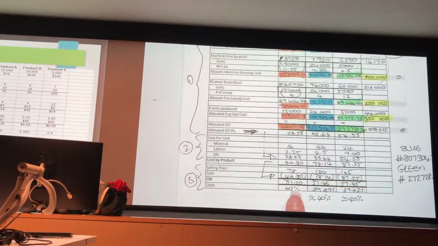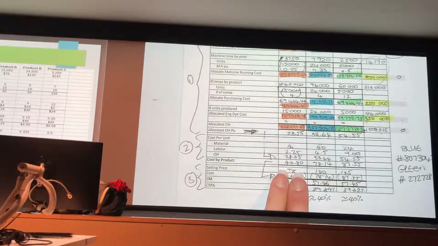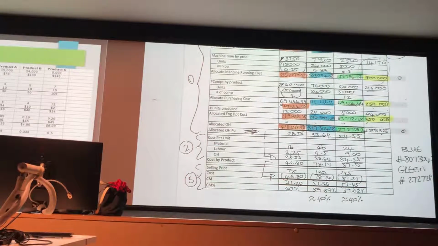Well, this is your contribution margin that you learned about in week 5 from management accounting. Contribution margin is your selling price minus your cost, and then your margin is your contribution margin dollar value, 31.20, divided by your selling price of 78, which gives you 40.0 in this particular instance, so rounded to 40.